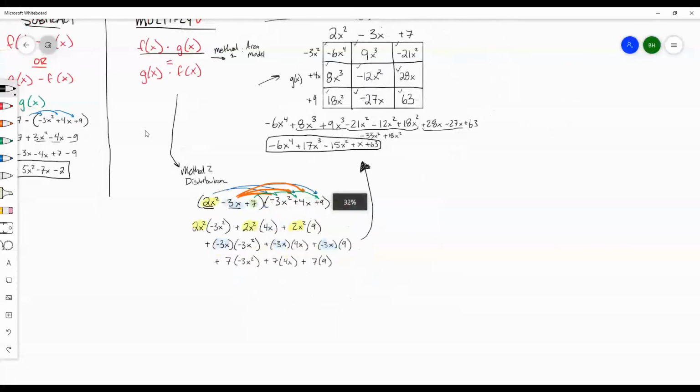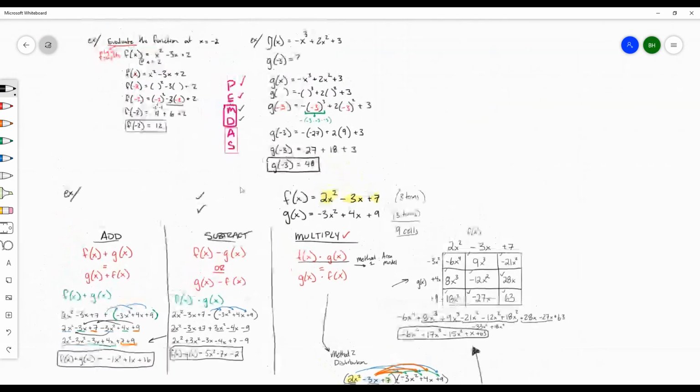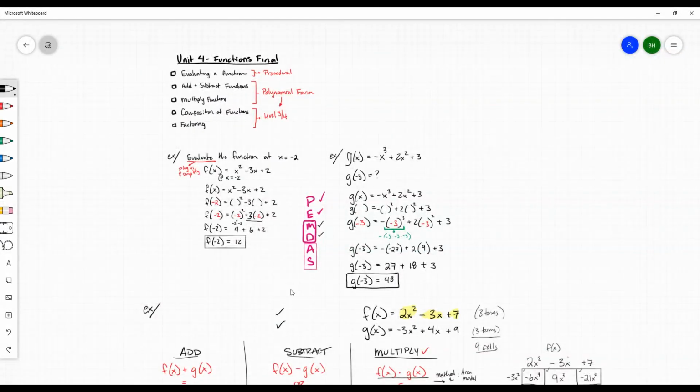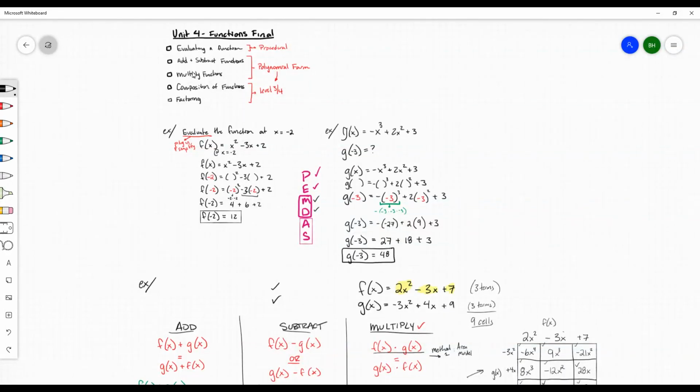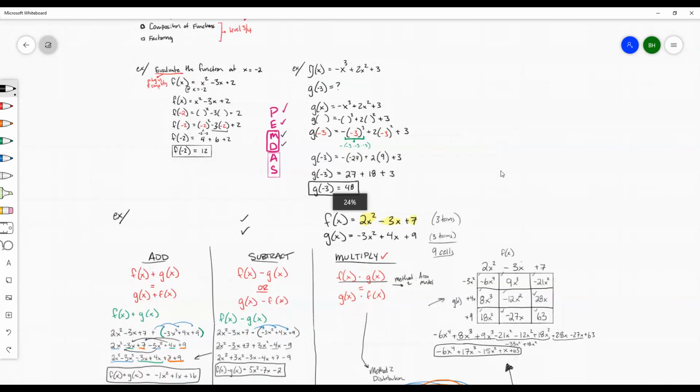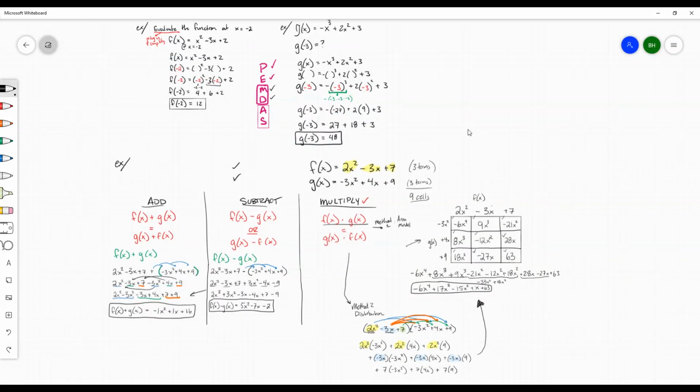Okay. So this will be the first video serving as kind of just an introduction. This is kind of like the first 3 pieces of the functions final. So evaluating, adding and subtracting, and multiplying. This is all procedural. So the only thing you're going to need to be able to do is know when to use adding, subtracting, and multiplying for the polynomials that you have. So that way you can properly execute it on the final.